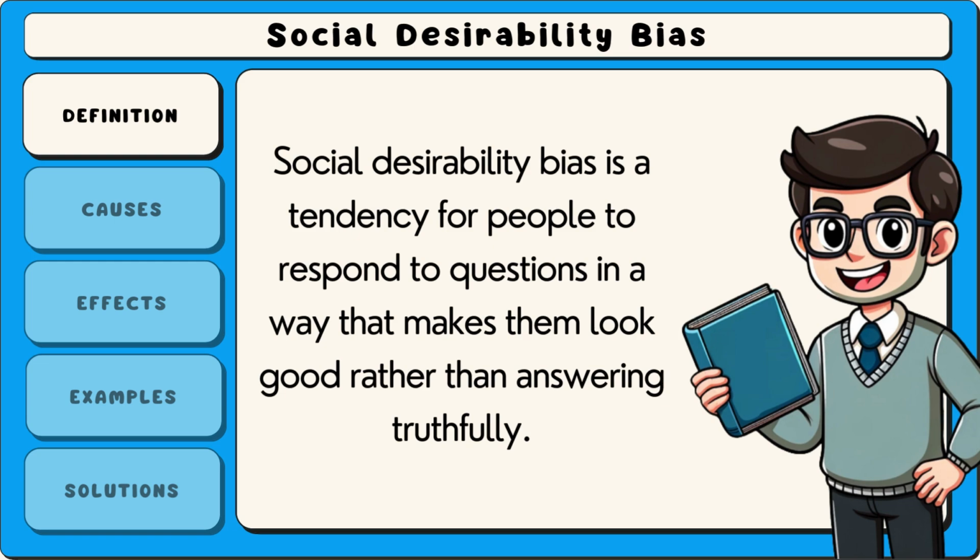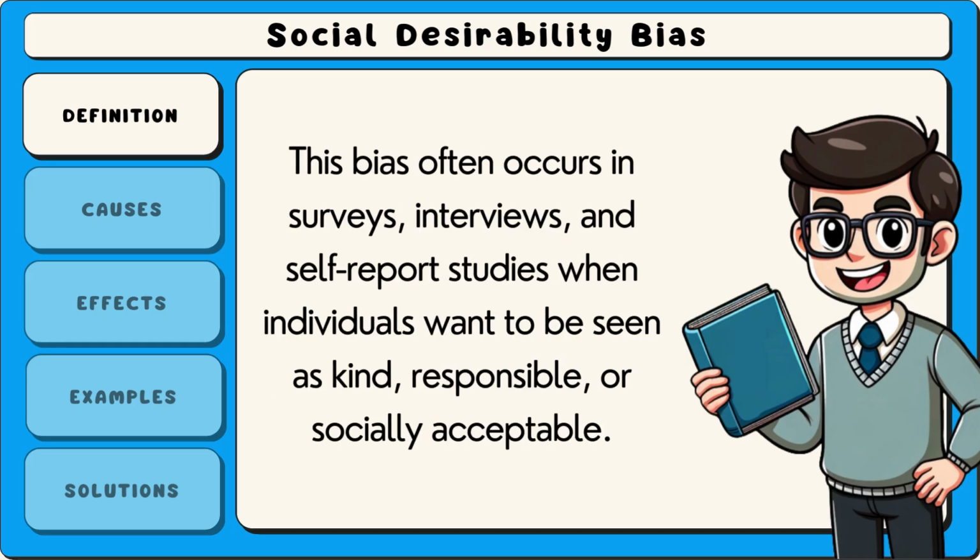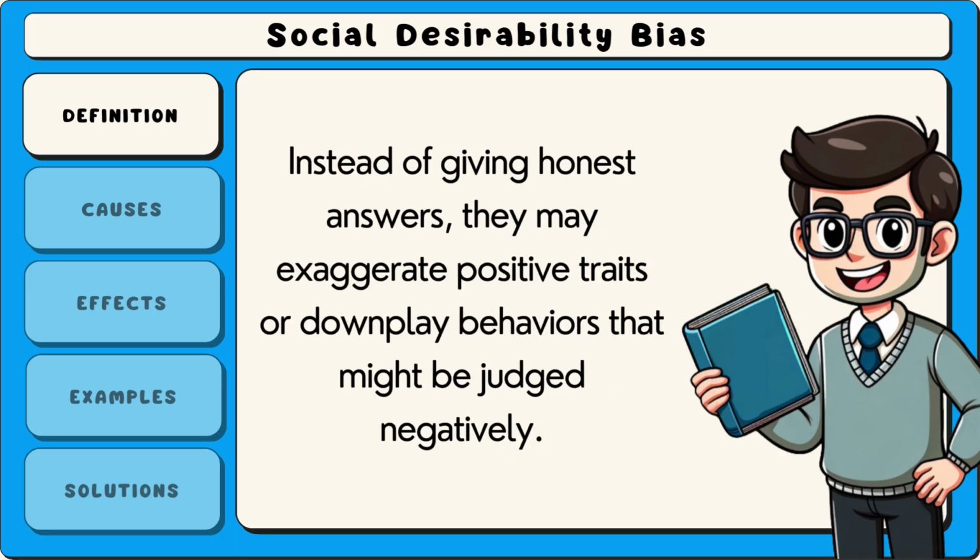Social desirability bias is a tendency for people to respond to questions in a way that makes them look good rather than answering truthfully. This bias often occurs in surveys, interviews, and self-report studies when individuals want to be seen as kind, responsible, or socially acceptable. Instead of giving honest answers, they may exaggerate positive traits or downplay behaviours that might be judged negatively.